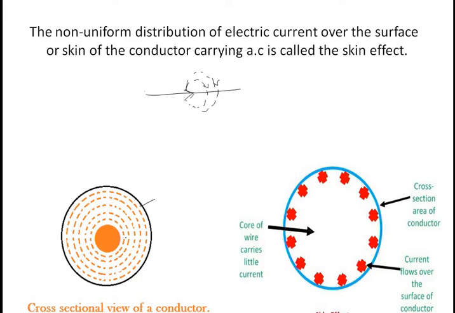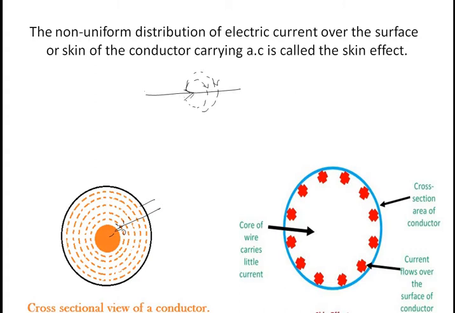Suppose this is a solid conductor. There are a number of layers in a conductor which carry current and magnetic field is produced. All these layers will produce magnetic field, which creates a magnetic flux, and this magnetic flux will cancel each other. Due to the cancellation of magnetic flux, there will be flux linkage.